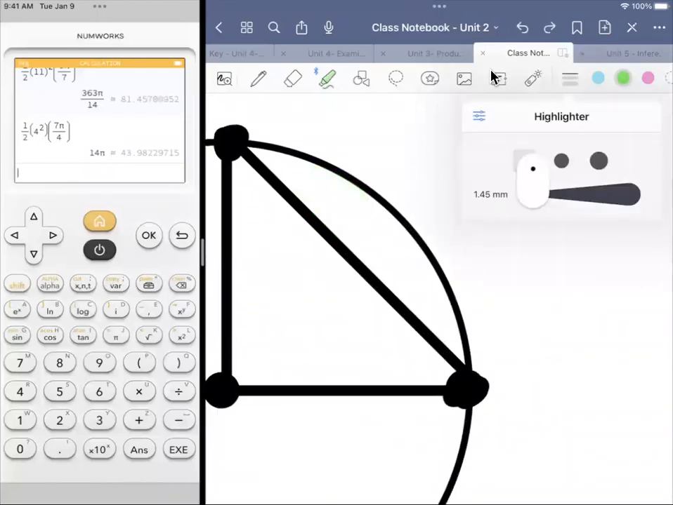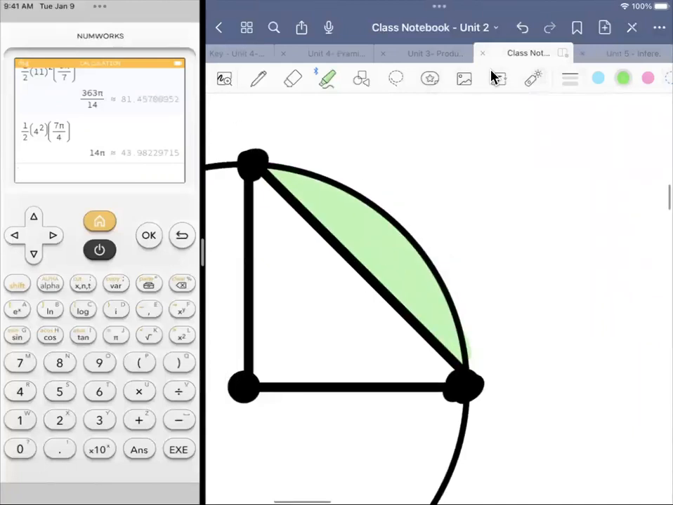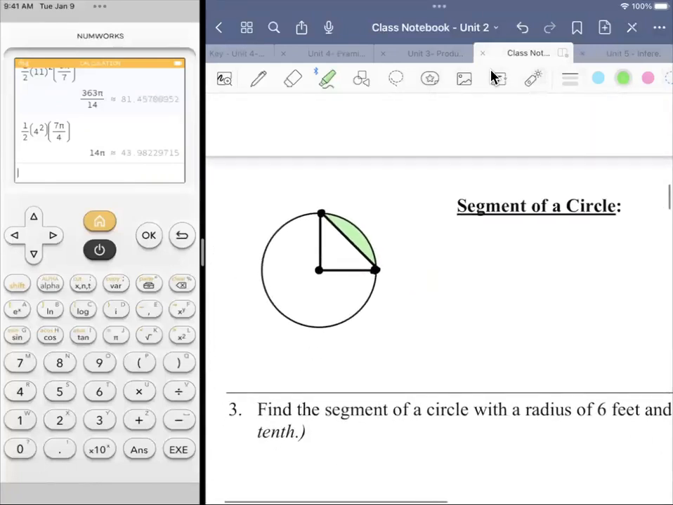Oh, that's going to be too small. Let me go 2 millimeters. 1.95 is close enough. Actually, even that's too big. Just want to get into that little corner there, a little bit. It looks better when I zoom out. But what I shaded in green is the segment of a circle. And what we want to do is find the area of that.